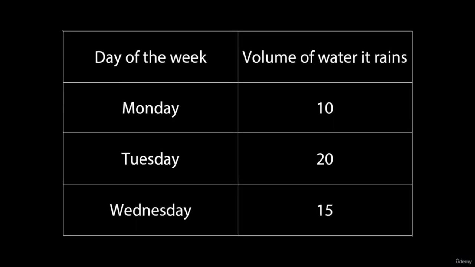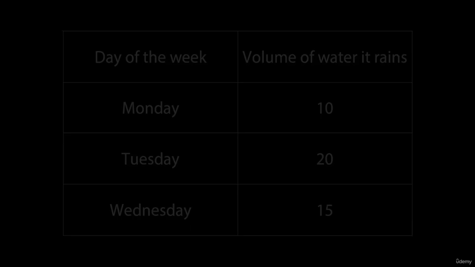On a Monday on the island, it always rains enough for 10 liters of water to be inputted into the plumbing system. On a Tuesday, it only rains enough for 20 liters to be inputted into the plumbing system. And on a Wednesday, it only rains enough for 15 liters to be inputted into the plumbing system.